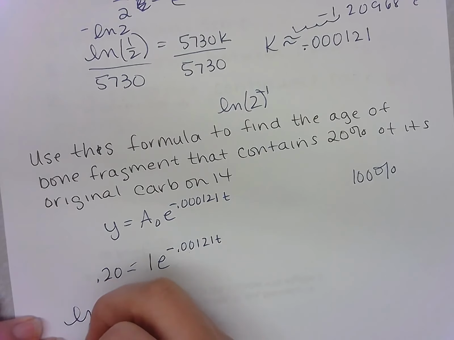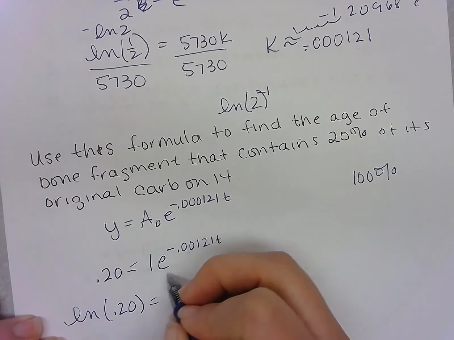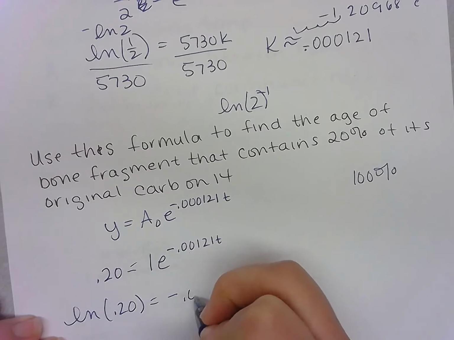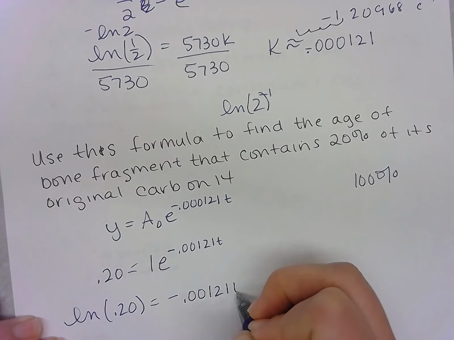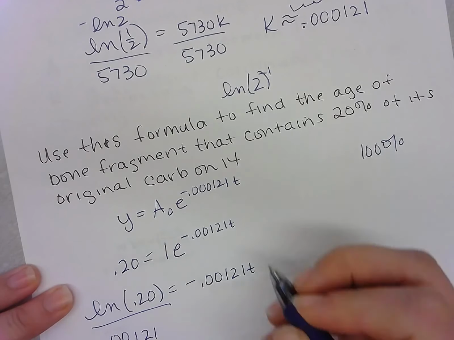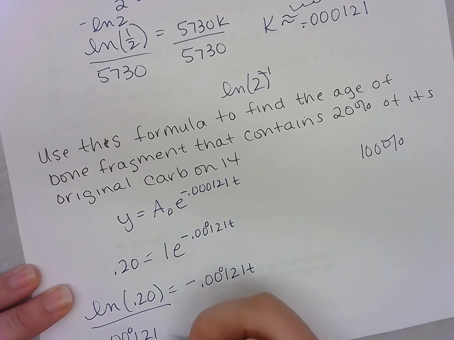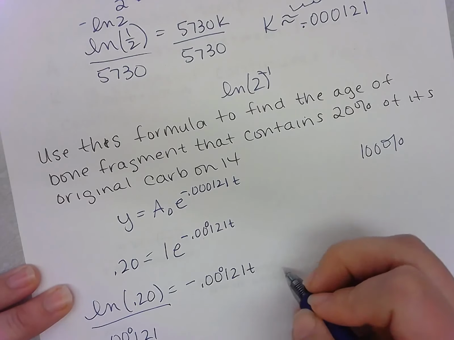So I can directly go to ln: the natural log of 0.20 equals negative 0.000121t. I divide by negative 0.000121. Actually, I lost a 0 here and here, so let me add that in. And this should be my t.